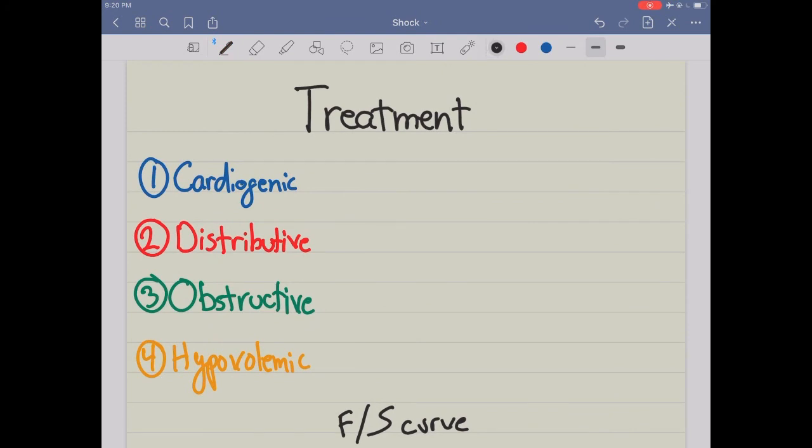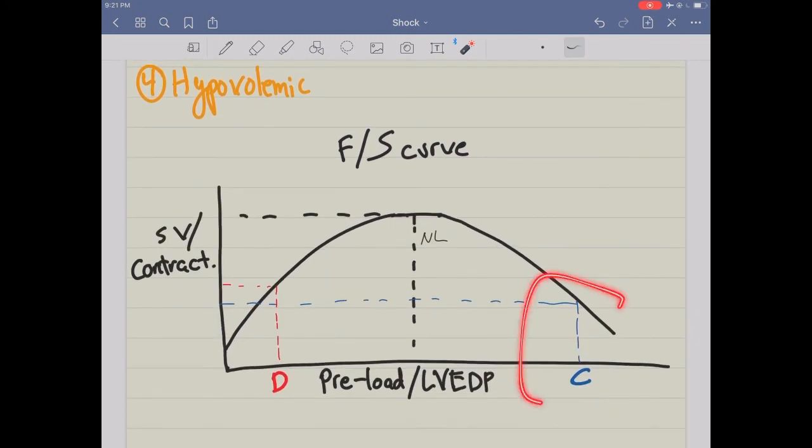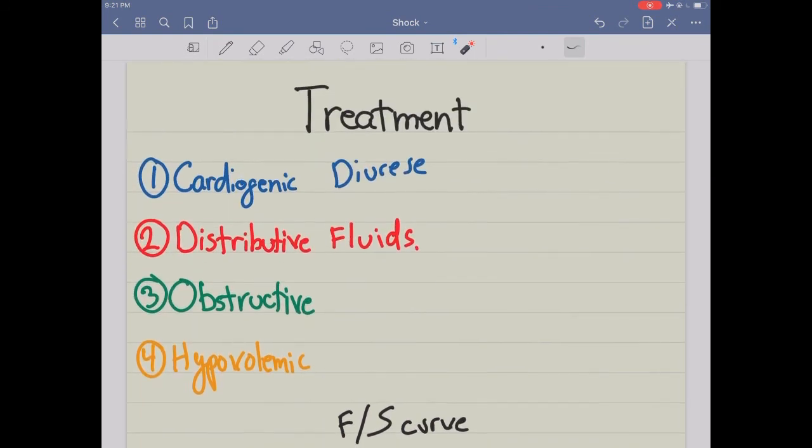So now that we have that concept figured out, let's go back up and try to figure out what our treatment options are. For cardiogenic shock, you're going to want to diurese these patients. And for distributive shock, you're going to want to give fluids. You will hear on the wards and on the floors or in the ICU that, hey, this patient in cardiogenic shock should not be diuresed because their blood pressure will drop. It will not drop because they are so overloaded. As you decrease the fluid, their contractility will increase, their cardiac output will increase, and their blood pressure will increase.